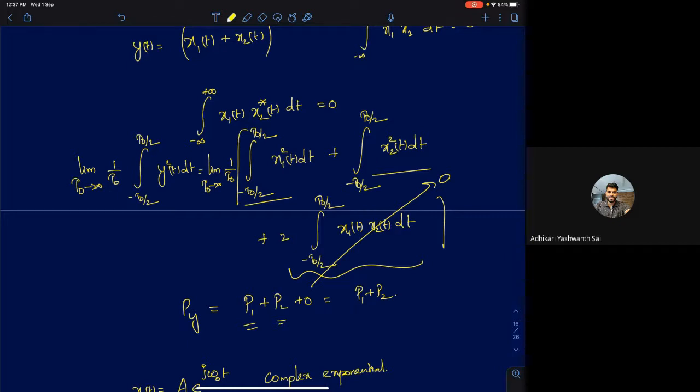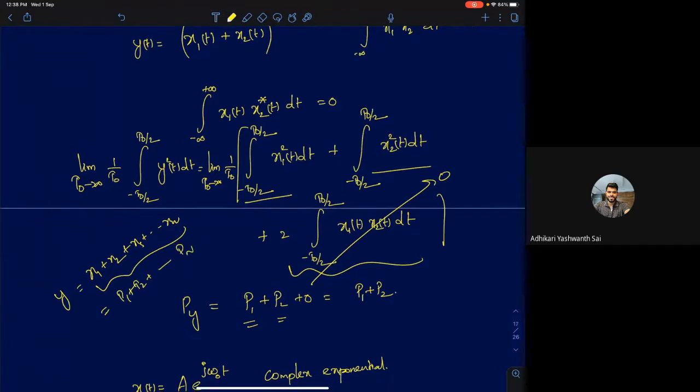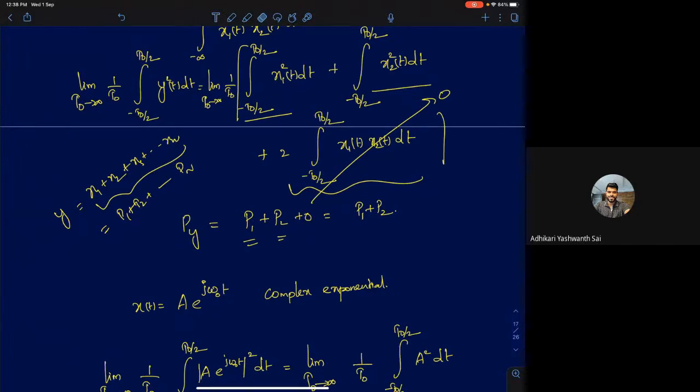So if you have n orthogonal signals, x1, x2, x3, till xn, and all of them are orthogonal, and you're asked to find the total power of the transmitted signal, which is the sum of n orthogonal signals, that will simply be the sum of the individual signal powers. So it will be p1 plus p2 till pn. It's a very useful property that follows from orthogonality.